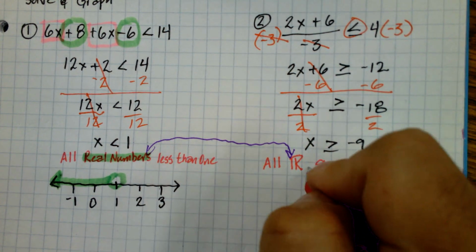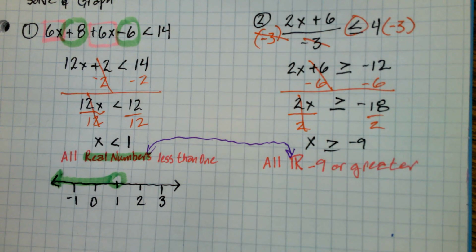Oh, -9, yes. Good catch. Thank you, sir. All real numbers -9 or greater. Okay, let's make our number line.